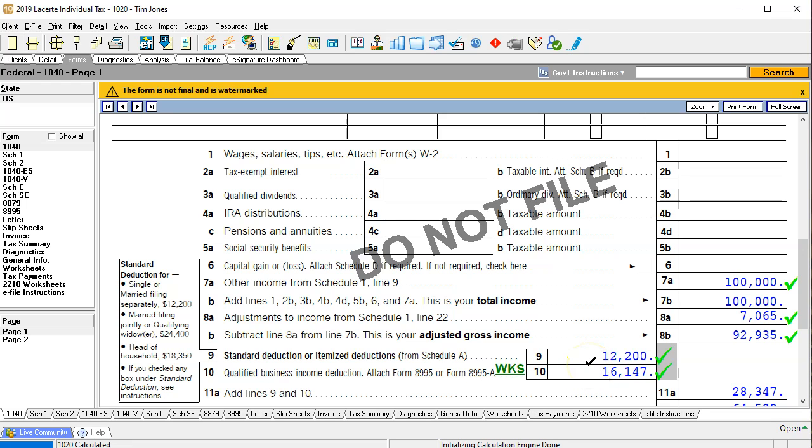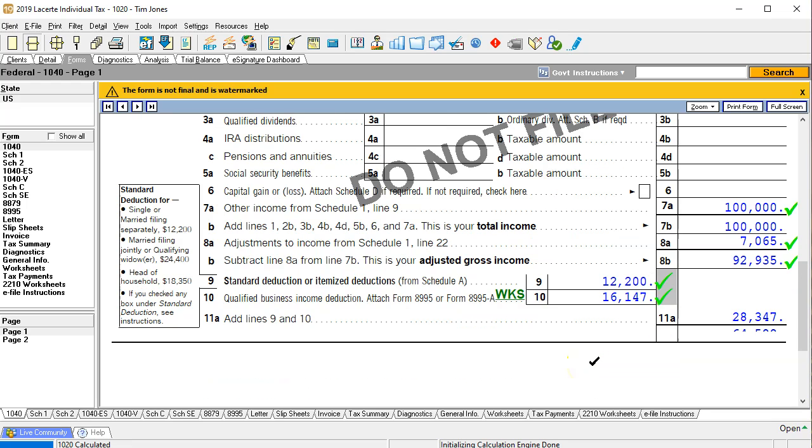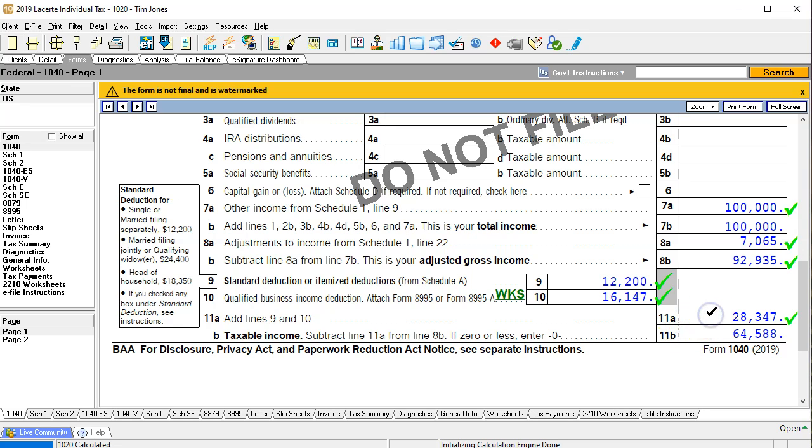So the 12,002 plus the 16,147 comes to the 26,347. The 92,935 minus the 28,347 comes to the 64,588. That then is what we're going to be calculating the tax on.